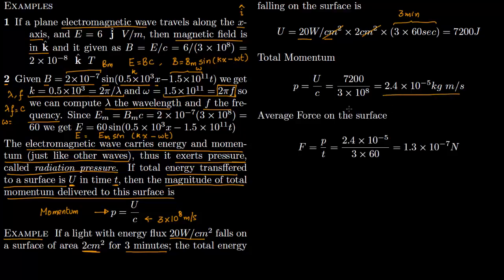Now since there is momentum, that means there is a force exerted on the surface. The average force on the surface is given by force is equal to momentum divided by time. P is the momentum, which I copy from here. The time is 3 minutes, which is also given to us right here. So this gives us 1.3 into 10 to the power of minus 7 newtons as the force exerted on the surface.